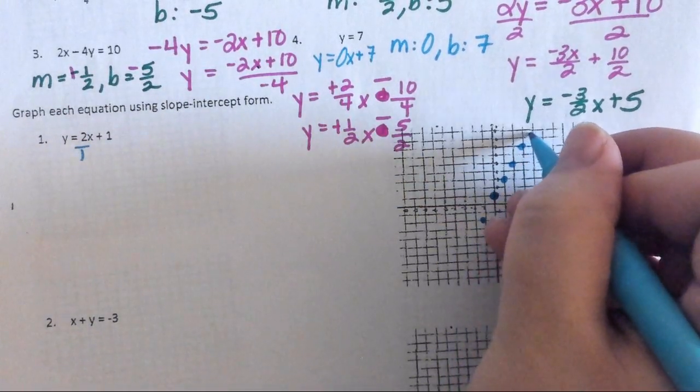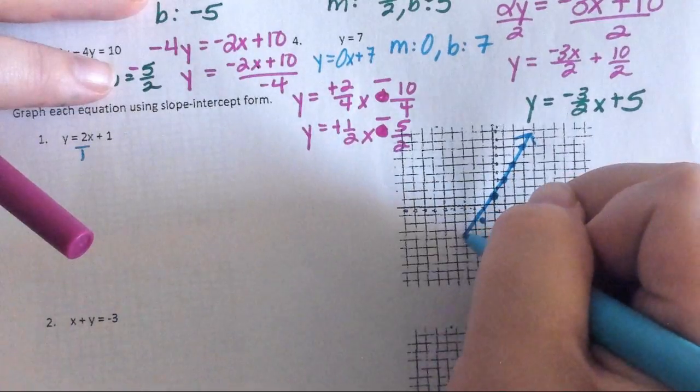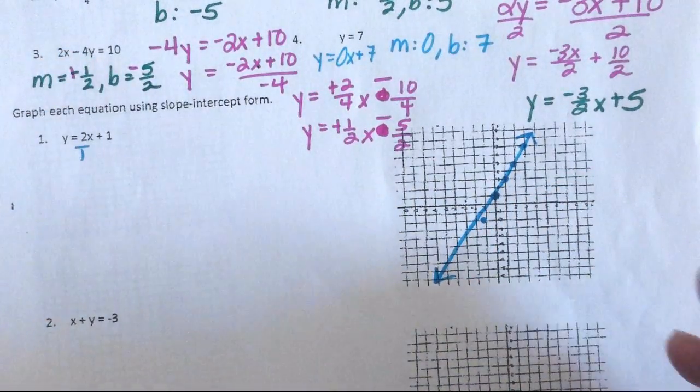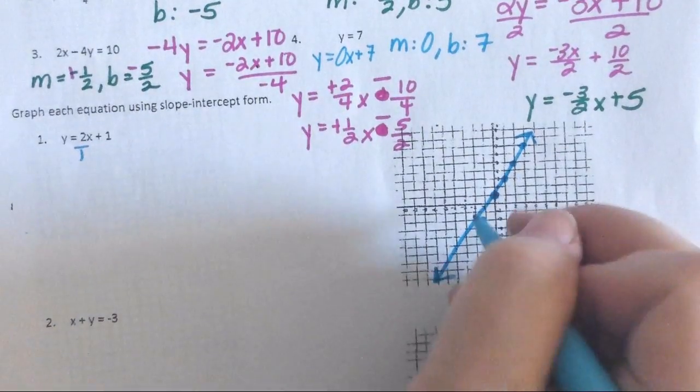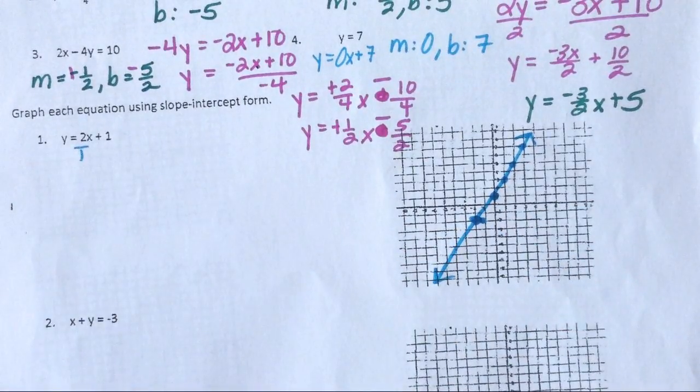But let's face it, once you get a couple, Miss Compton's not that picky in life. Once you get 3 or 4, just draw you a line. Clearly, I did that one a little off. Thank you, Kelsey. You can have a point.